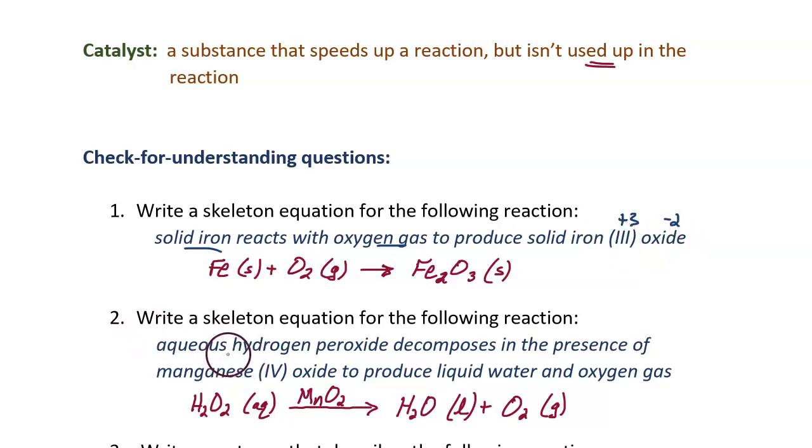Number 2, when it says aqueous hydrogen peroxide, that's H2O2 with an AQ after it. It says it decomposes. That means it's going to split up into more than one product. And it says that it only happens in the presence of manganese oxide. So on top of the arrow, I'm going to write the catalyst MnO2. That's the formula for manganese 4 oxide. It produces liquid water, so that's H2O with an L after it, plus oxygen gas, that's O2 with a G after it.